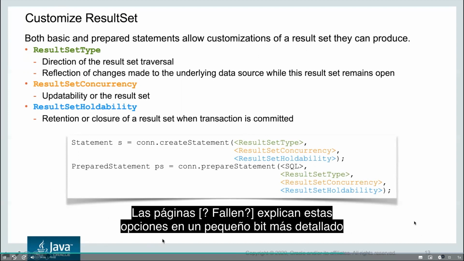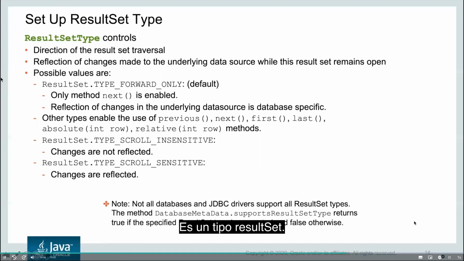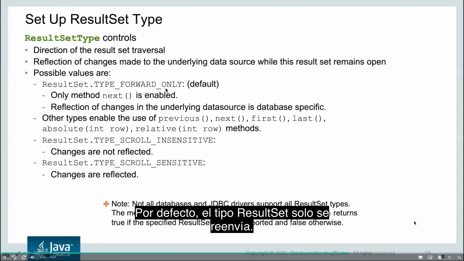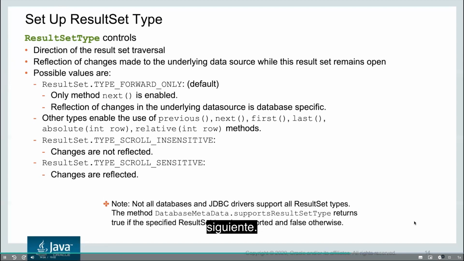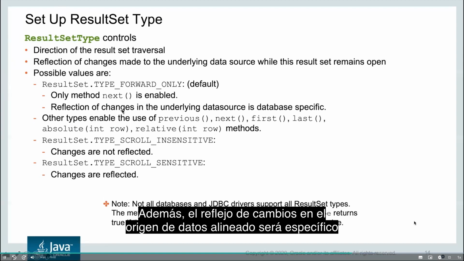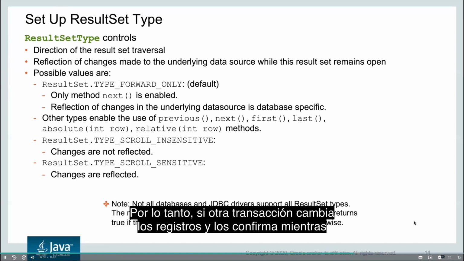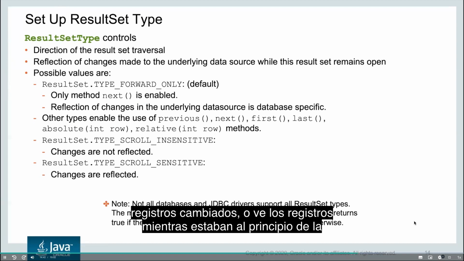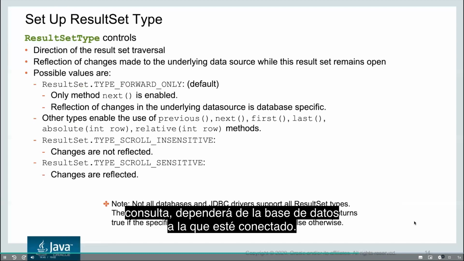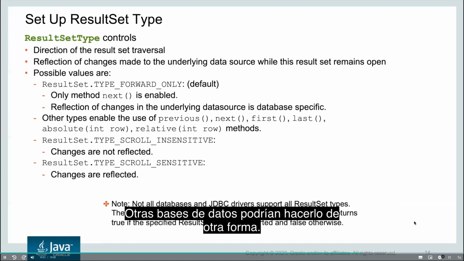Following pages explain these options in a little bit more detail. So let's take a look. This is result set type. Result set type by default is forward only. So that basically means that the only method that will work is the method next. Also, the reflection of changes in the underlying data source will be database specific. So if another transaction changes records and commits them whilst you're going through the set of records, whether you'd see these records changed, or you'd see records as they were at the beginning of your query, will depend upon which database you are connected to. Right? So some databases can do it one way, other databases can do it another way.